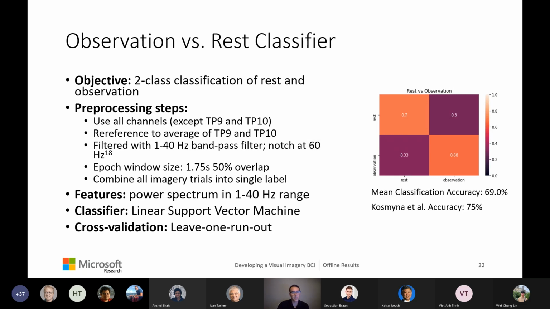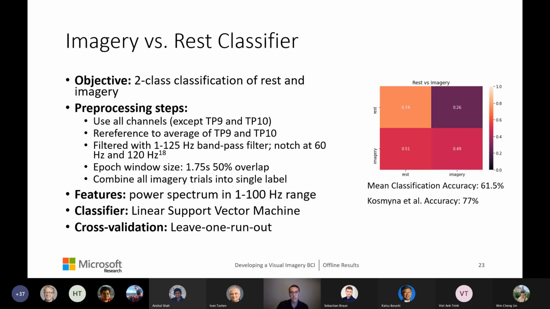Then for the classifier for the observation period versus rest periods, we saw still above chance accuracy. It had a slight drop here, but we were still getting around 69%, where before we were around 75. And then for the imagery versus rest classifier, we saw a pretty big drop here. I think before our accuracy was like 81%. Now we're down to like 61.5%.